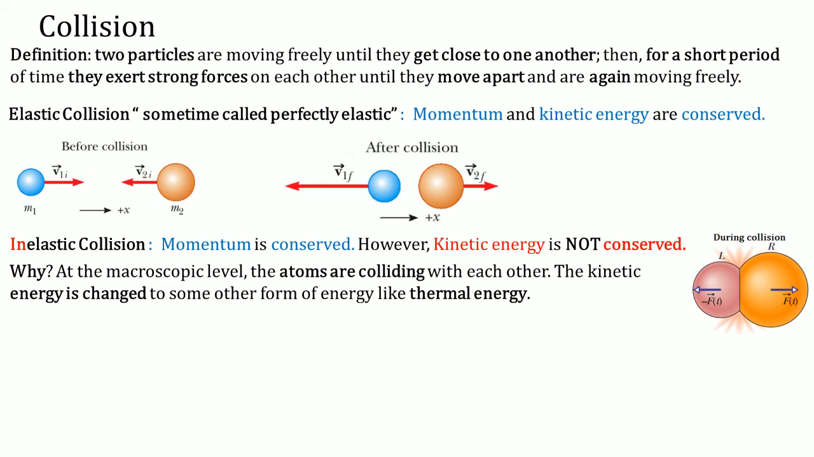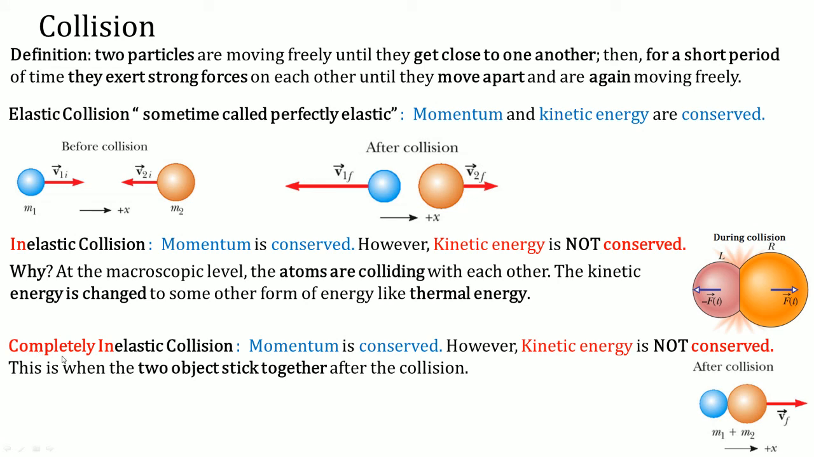Lastly, the last type of collision is called a completely inelastic collision. The complete part comes from them being stuck together. So, in this case, it behaves the same as before. Momentum is conserved, kinetic energy is not conserved because the two objects stick together after the collision. In an inelastic collision, they stick together briefly and they lose energy to thermal. In a completely inelastic collision, they collide and they still get stuck together at the end.